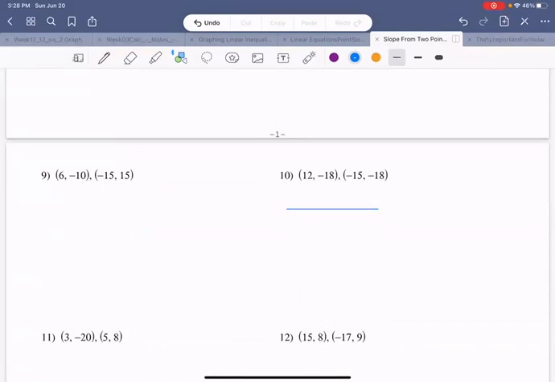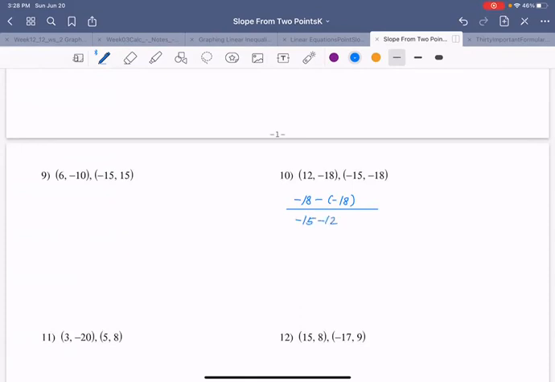-18 minus -18, over -15 minus 12, equals 0 over -27, which is 0. Okay, all right.